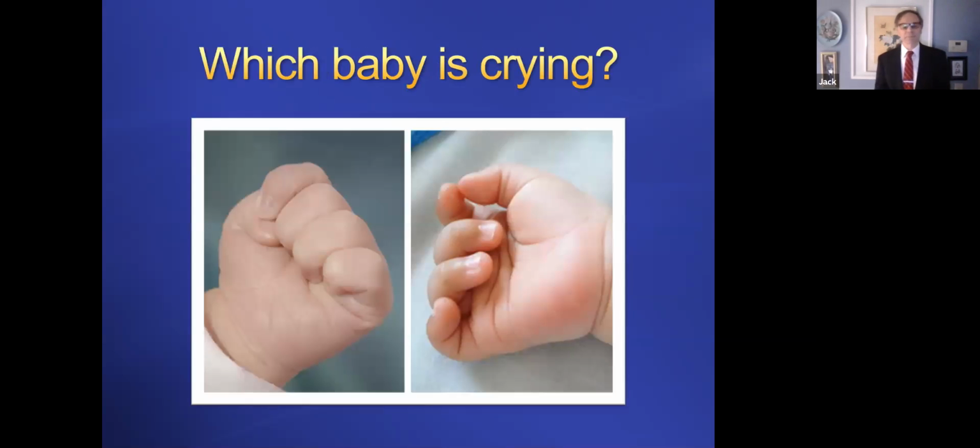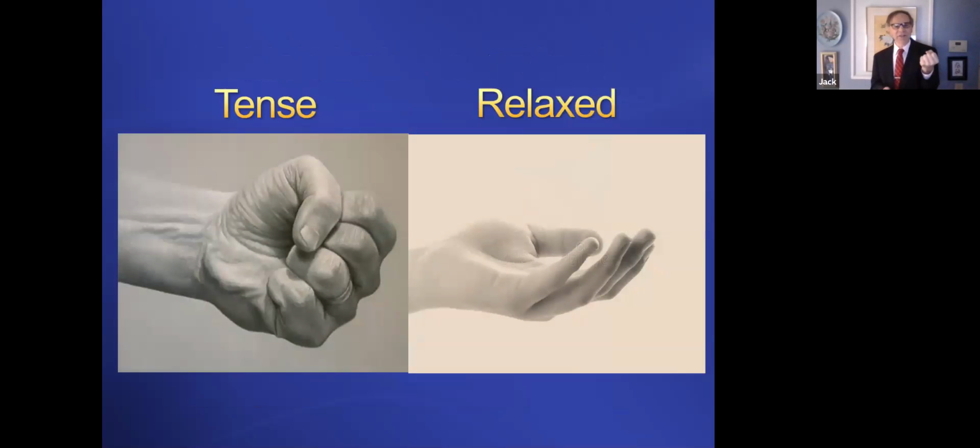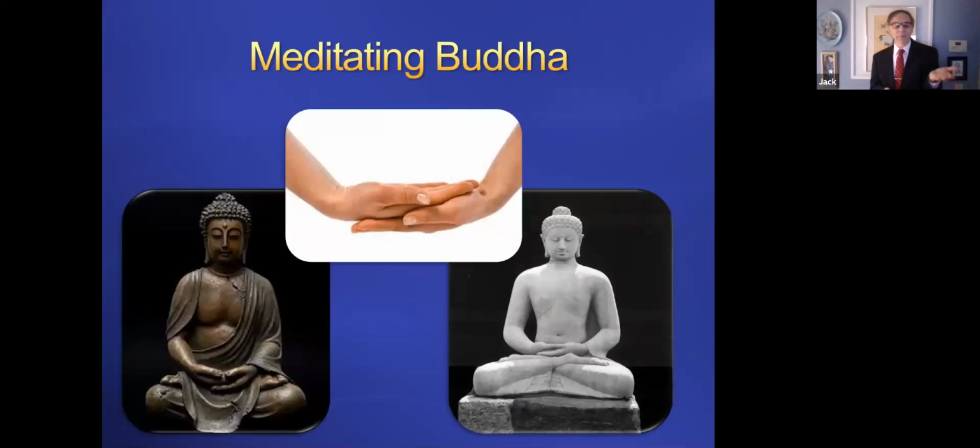Let's look at another mudra. Now, which baby do you think is crying? And which baby do you think is sleeping and happy or relaxed? Well, probably the one on the left with the closed fist is crying, right? Because you think of this idea that your clenched fist is very tensed, and then once you relax, you're very relaxed when it's opened. And that's why this is the mudra for the meditating Buddha, where you're supposed to be totally relaxed and concentrated.